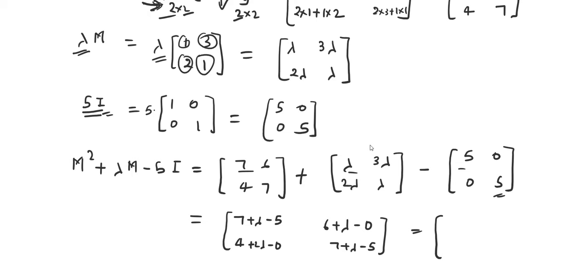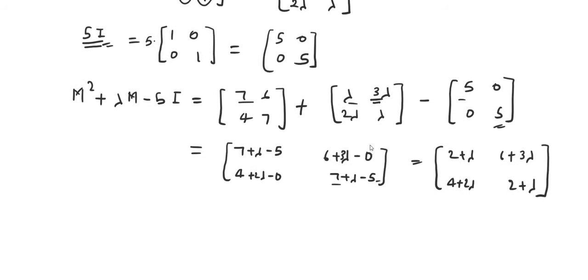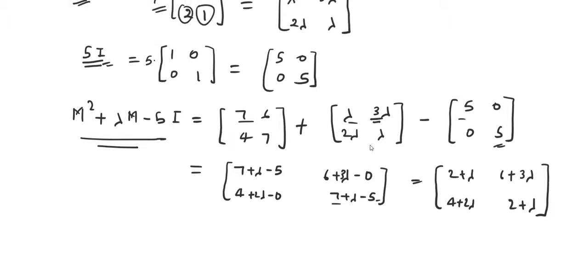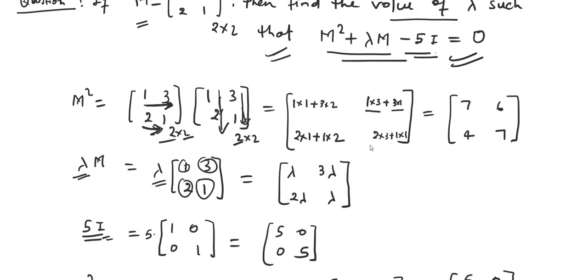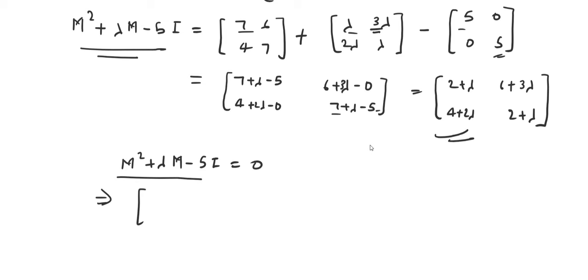So for the final matrix you will obtain 2 plus lambda, 6 plus lambda. Here it is actually 3 lambda, so it should be 6 plus 3 lambda. Then 4 plus 2 lambda, and again 2 plus lambda. Now this expression is equal to 0, the zero matrix. So M square plus lambda M minus 5 I equal to 0 implies that the matrix 2 plus lambda, 6 plus 3 lambda, 4 plus 2 lambda, 2 plus lambda is equal to the zero matrix of order 2.